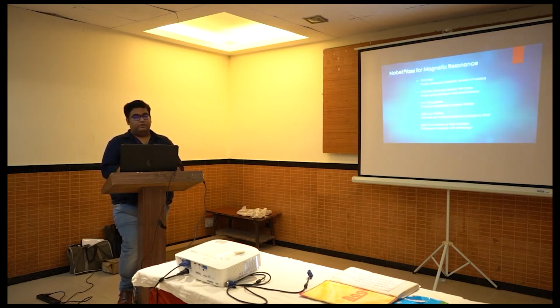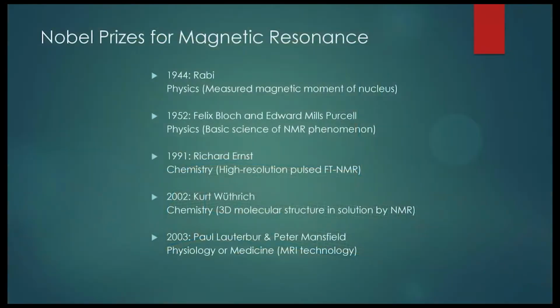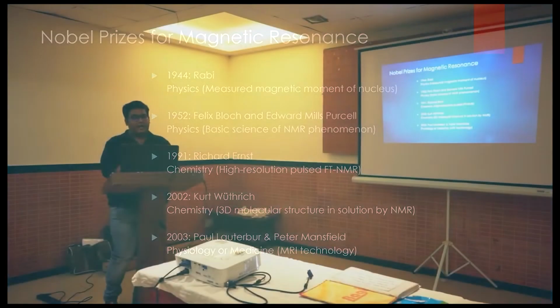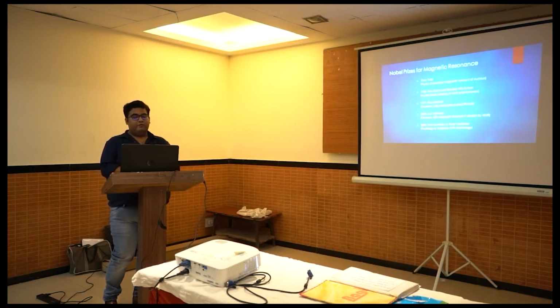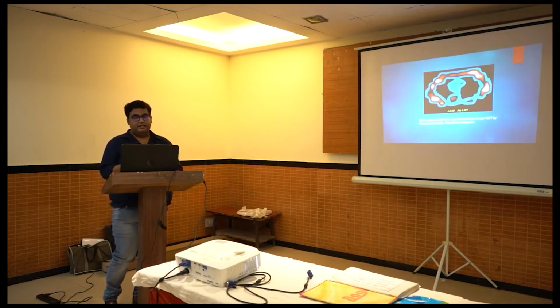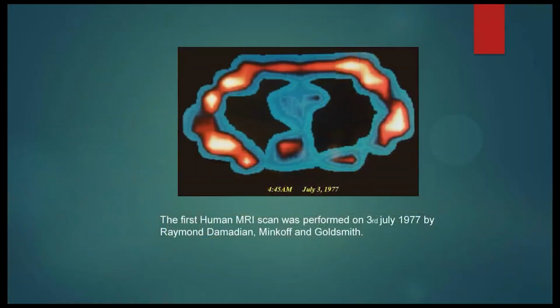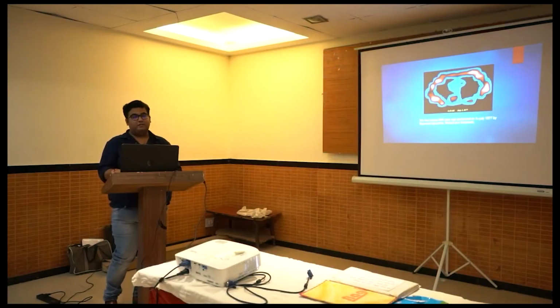Starting with the history, there were some Nobel Prizes given for the invention of MRI, starting from 1944 to Rabi for physics. The most renowned one was by Paul Lauterbur and Peter Mansfield, which was given for physiology and medicine for MRI technology in 2003, the latest one. This was the first MRI image taken of a human being, by Raymond Damadian, Minkoff and Goldsmith, on 3rd of July 1977.